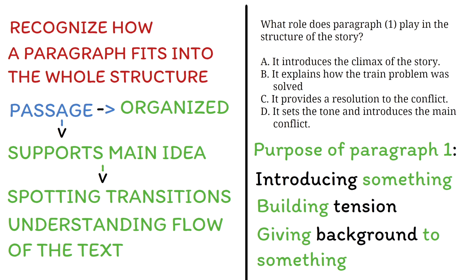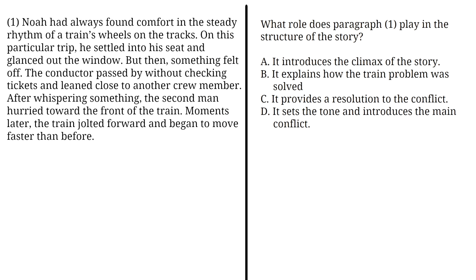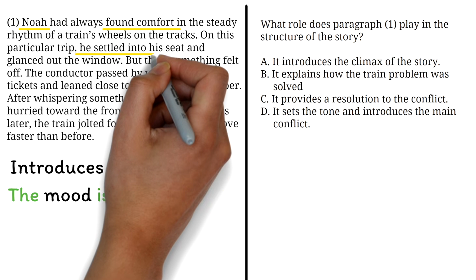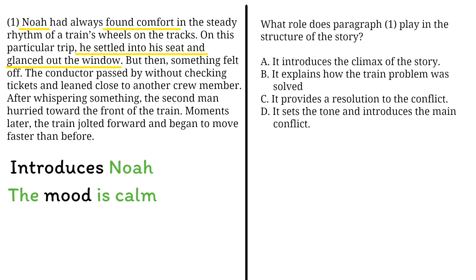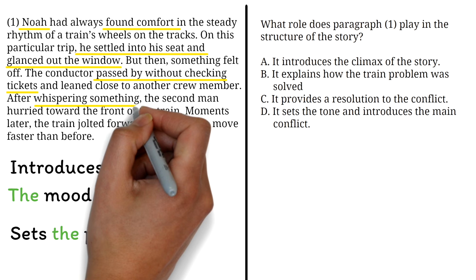Now, since we're focusing on paragraph 1, let's go to the passage and bring that part to the bottom left of our workspace, so we can use it to answer the question. Now, to understand the purpose of paragraph 1, let's read it carefully and figure out what role it plays in the passage. So in this paragraph, we are introduced to Noah as the main character. At first, everything seems normal and calm as he settles into his seat and looks out the window. Then the paragraph sets up the problem when the conductor behaves strangely. He doesn't check tickets and quietly whispers to another crew member.